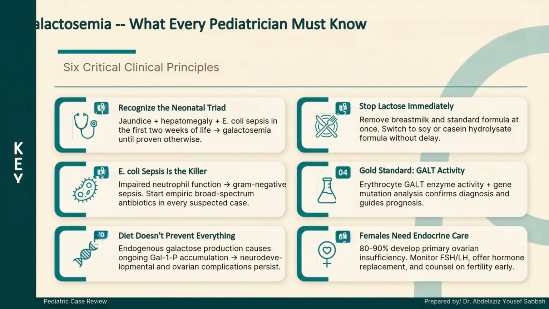3. Escherichia coli sepsis is the killer. Impaired neutrophil function leads to gram-negative sepsis, so start empiric broad-spectrum antibiotics in every suspected case. 4. The gold standard is galactose-1 phosphate uridyl transferase activity combined with gene mutation analysis. 5. Diet does not prevent everything because endogenous galactose production causes ongoing toxicity. 6. Females need endocrine care with monitoring and hormone replacement for primary ovarian insufficiency.